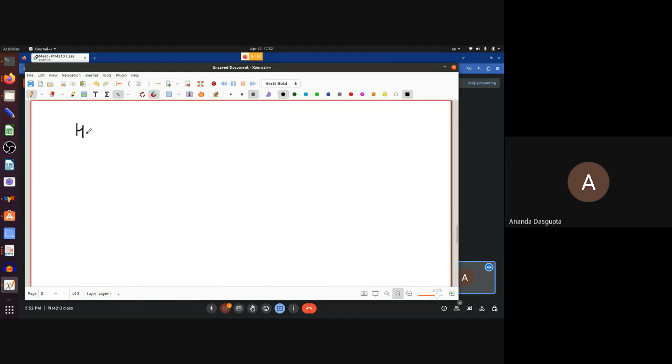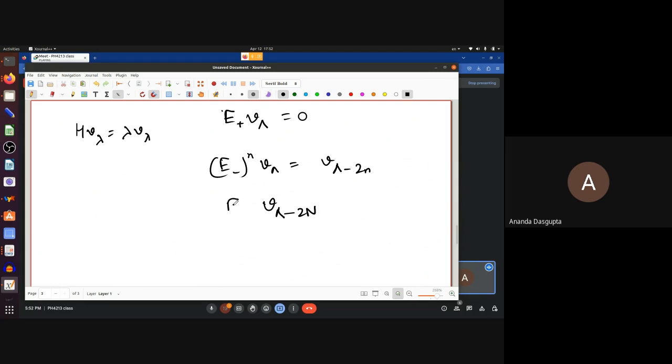So we have H v lambda equals lambda v lambda. We want to find them out. We said there is a capital lambda on which E plus will give you 0. And if you apply E minus n times on v lambda, whatever state you get, we are going to call that v lambda minus 2n. And there has to be a state, v lambda minus 2 capital N, which will be killed by E minus.